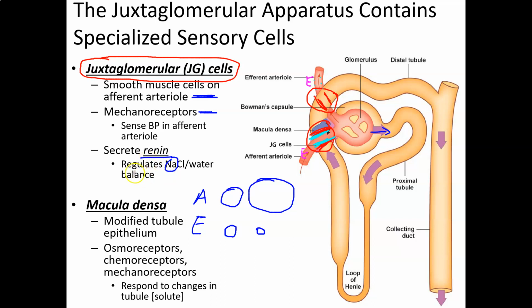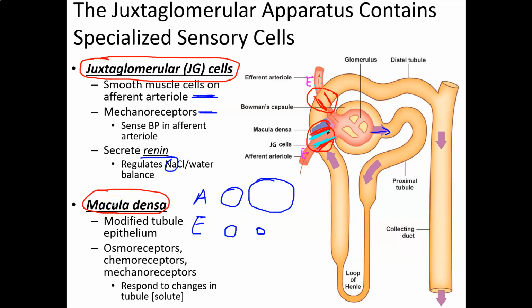So that's the JG cells. The other portion of the juxtaglomerular apparatus is what's called the macula densa. And densa, dense, that's where it comes from. And macula, you might remember from the anatomy of the eye in anatomy, there's an area in your eye called the macula lutea. And that just means yellow spot. So macula means spot. So basically this is a dense spot.